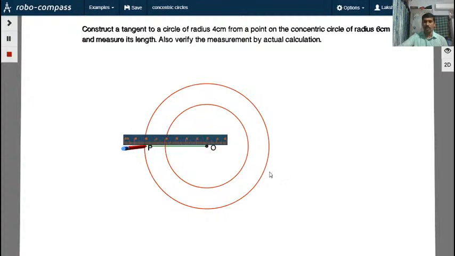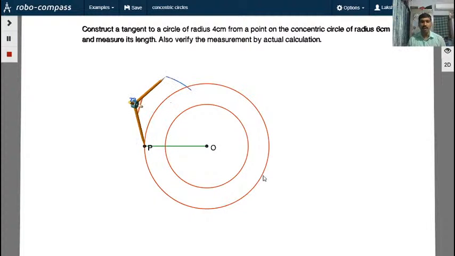Let us join OP, and as usual the method is the same. We have to construct the perpendicular bisector for OP. To construct it, with more than half of OP as radius, draw arcs on either side of the line segment from P as well as from O, with the same radius without changing the radius.